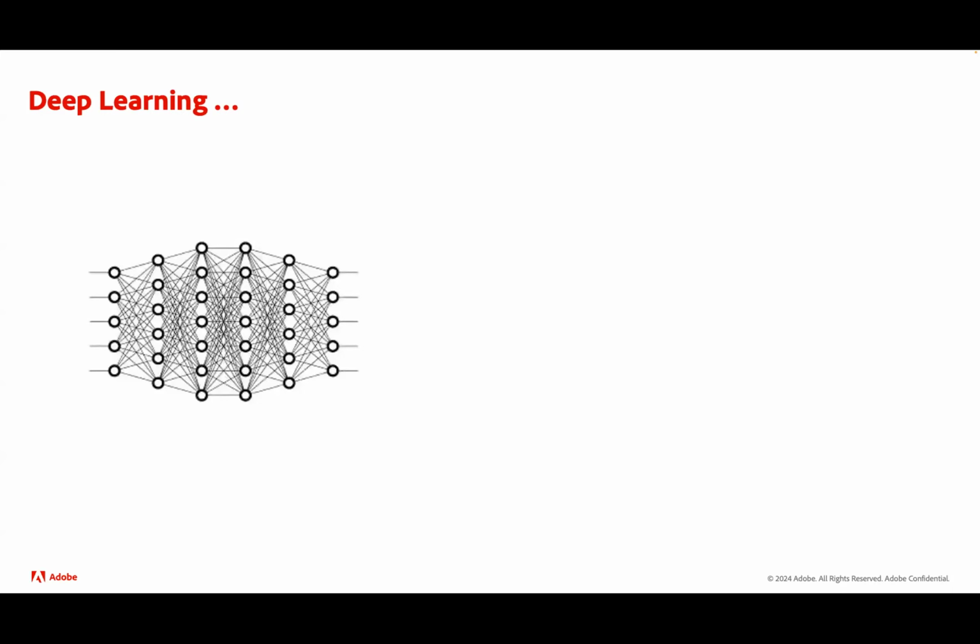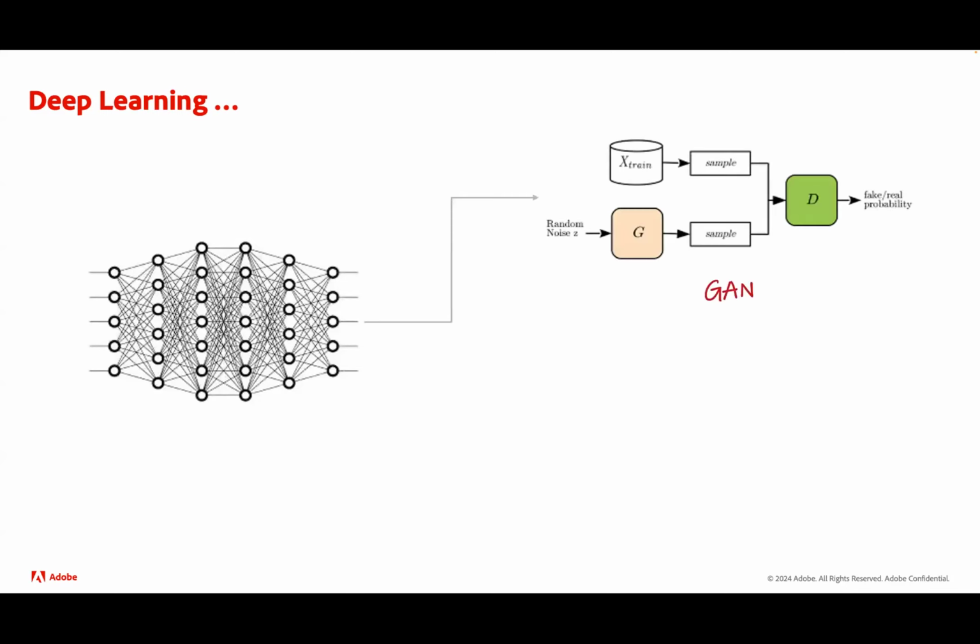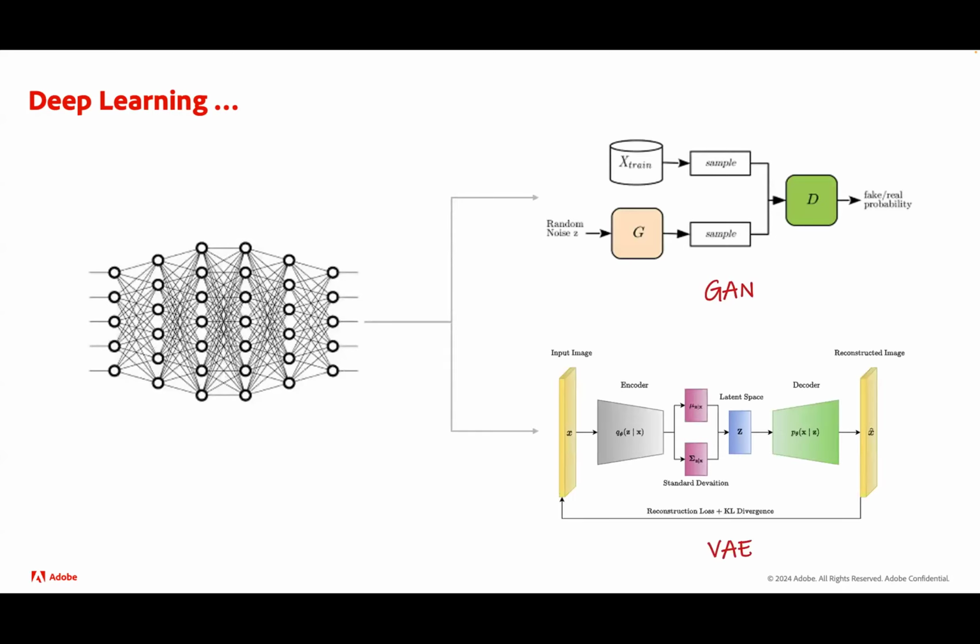Deep learning is a subset of machine learning that uses multi-layer neural networks, which we call deep neural networks, trying to simulate the complex decision-making power of the human brain. So it's like the diagram I show here. Among them, there are two really typical neural networks which are really common in graphic design research. The first one is the GAN, the generative adversarial network, and also the VAE, the variational autoencoder. So people really rely on these two techniques when doing graphic design creation.